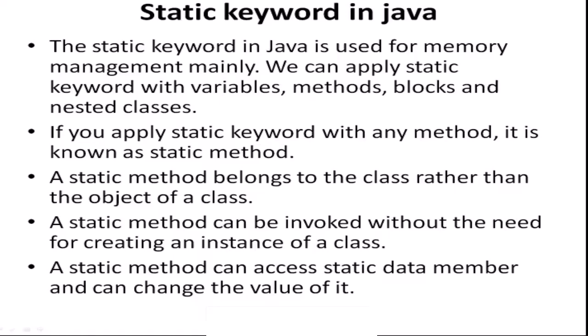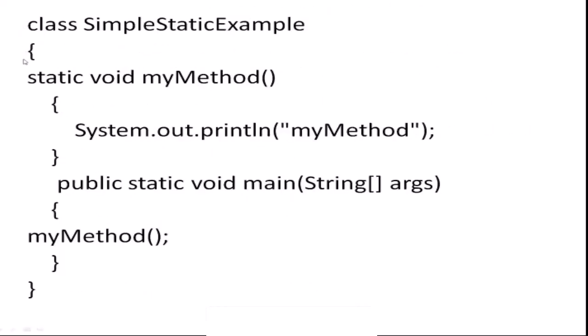A static method can be invoked without the need of creating an instance of the class. See, object equal to new C defines creating an instance of a class. So basically no need to create an instance of a class whenever you declare a method or a variable as static, because it can access a static data member and change its value. Here you have written a method called static void myMethod. myMethod will be printed as output whenever you access myMethod.